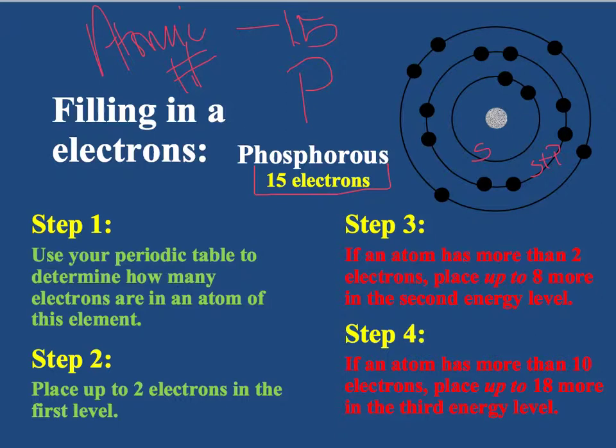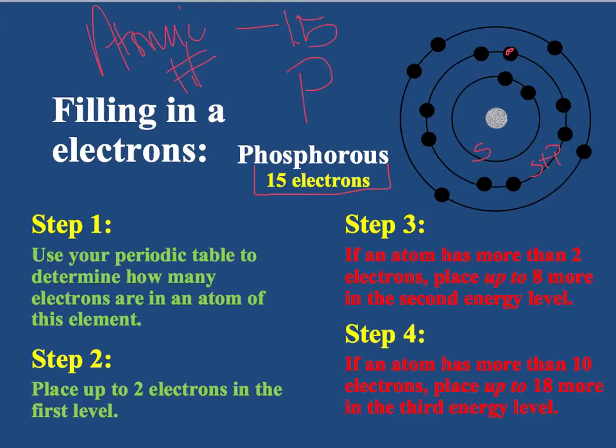So we put in our first 2, 1, 2, and then we can put in 6 more. 1, 2, 3, 4, 5, and 6. So far we've put in 10. That still leaves us 5. We can't fit any more in S or S plus P, so now we need to do one more.